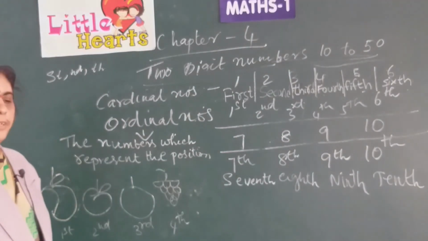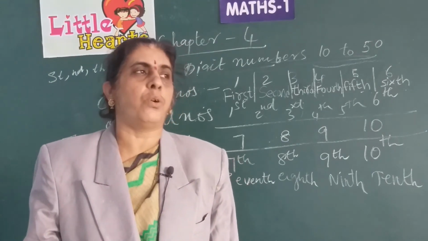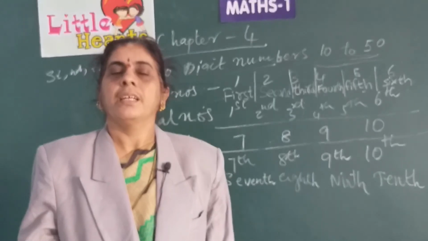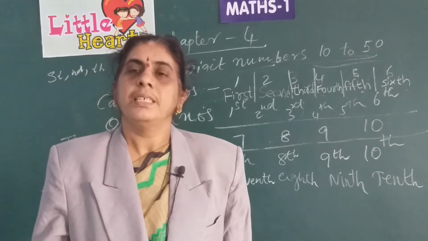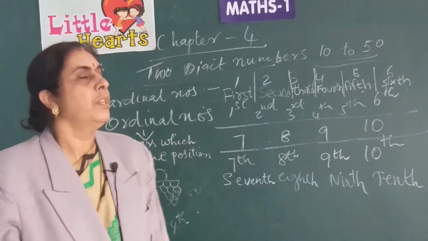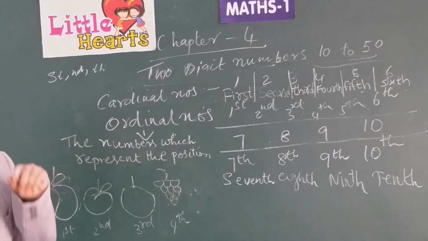So if you score the highest score in your class, that means you stood first in your class. The next one who scored less than you is second and third. As you are assigned ranks in the class, we use ordinal numbers to assign ranks or to decide positions.